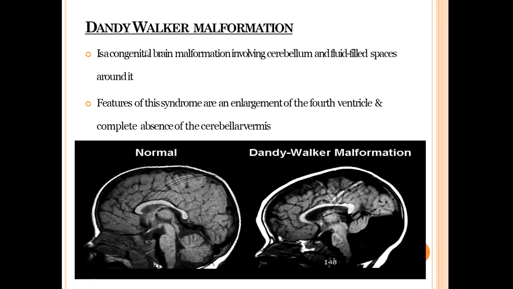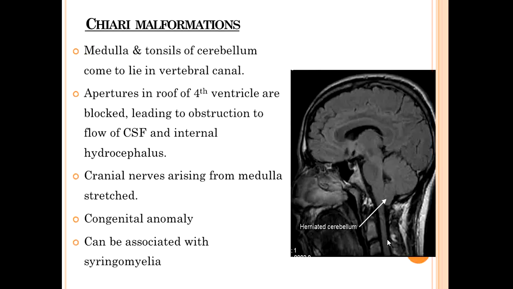Okay, so another thing is the Dandy-Walker malformation. It is a congenital brain malformation involving cerebellum and fluid-like space around it. Okay, so here what will be happening? There will be enlargement of the fourth ventricle and complete absence of cerebellar vermis. Okay, so here you will be seeing that the fourth ventricle is enlarged. There will be absence of cerebellar vermis. Fine. Then what is Chiari malformation?